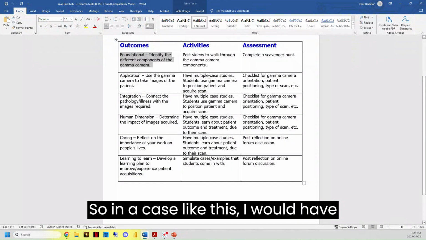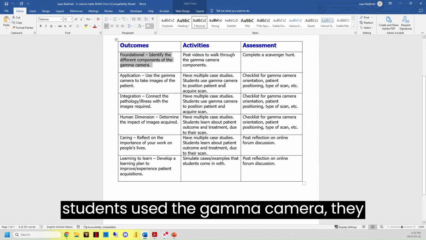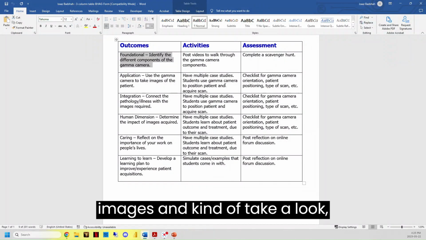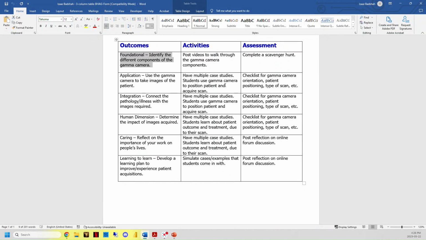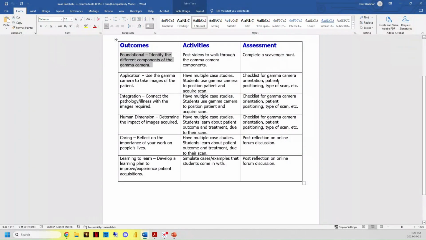In a case like this, I would have multiple case studies, and the students use the gamma camera, they position the patient, acquire scans, and we'll look at the images and see what they would see when they were out in the hospital environment. And to assess this, what I would do is make a checklist, and the checklist would make sure the camera is in the right orientation, the patient is positioned in the right spot, they open the right type of scan, etc.